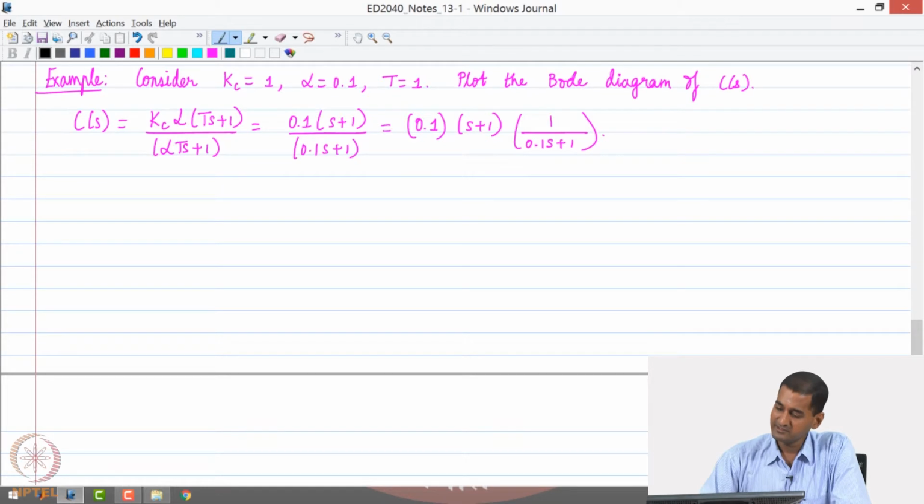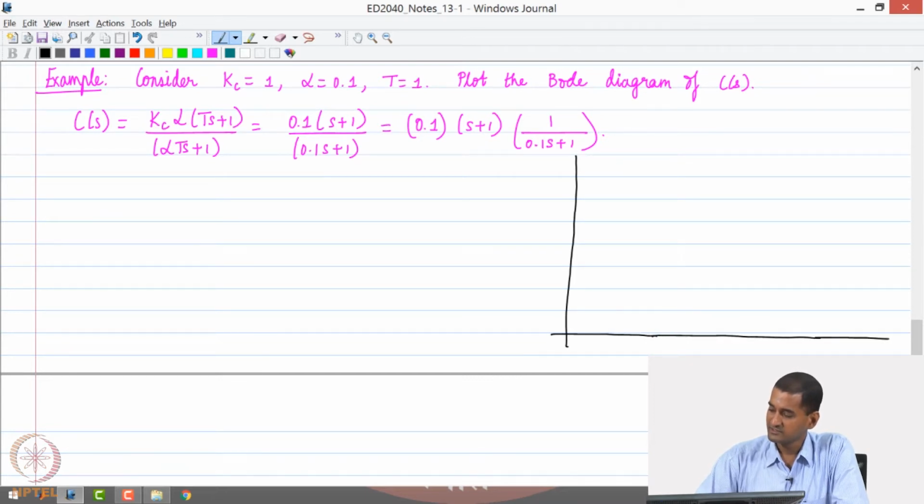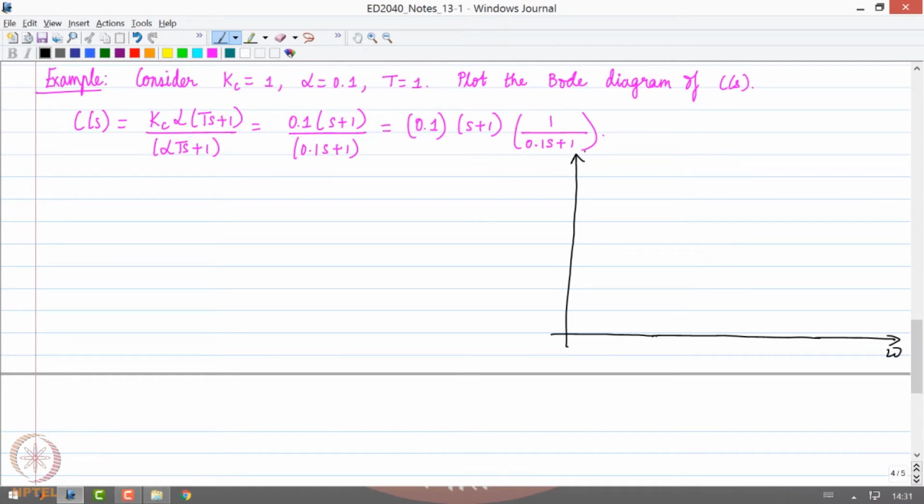Now if I want to plot the log magnitude plot for the Bode diagram, let us do that. We can immediately observe that for the magnitude of C of j omega, if I plot it in decibels, the 2 corner frequencies are 1 and 10. That is something we can immediately observe. Those are the 2 corner frequencies, and the Bode diagram is going to look something like this. I am drawing the final Bode diagram, of course only the asymptotes.